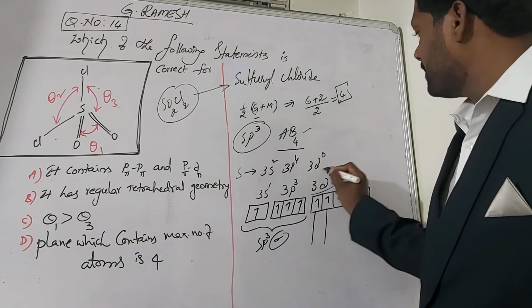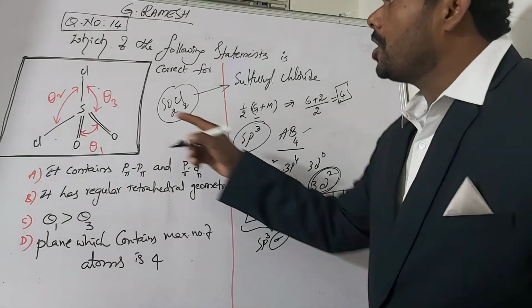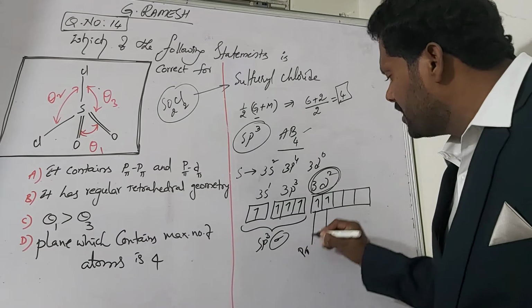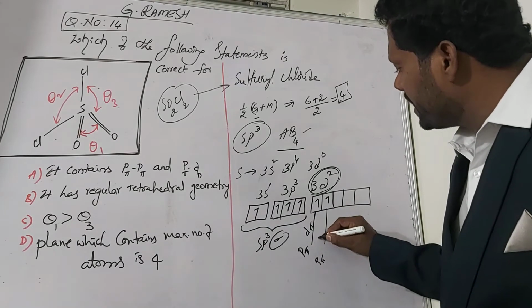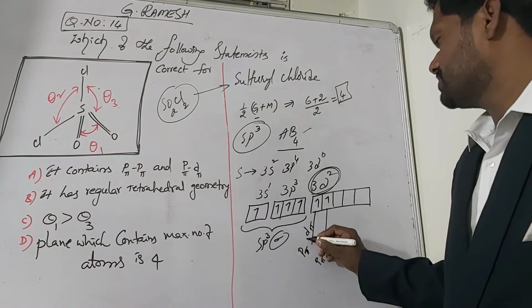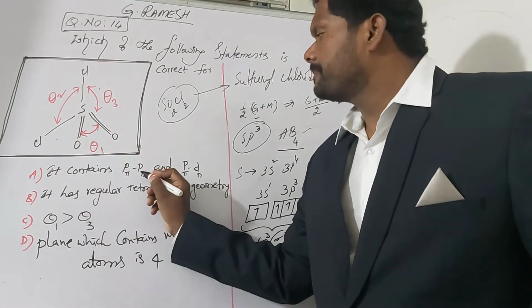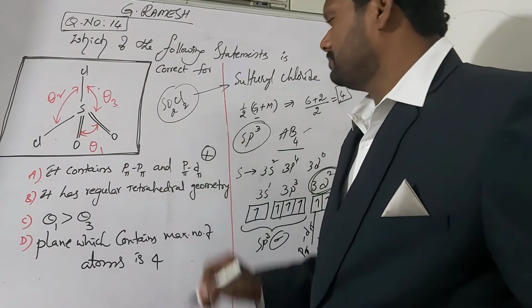Observe that both the pi bonds are formed from the d orbital of sulfur. But oxygen has no d orbitals, it can have only p orbitals. So there will be a p pi versus d pi: p pi from oxygen and d pi of sulfur. So both bonds are p pi d pi. But only p pi is mentioned, so this will be the wrong option.